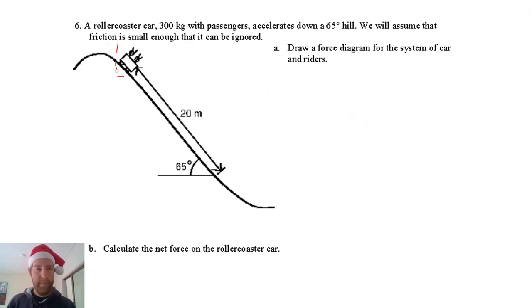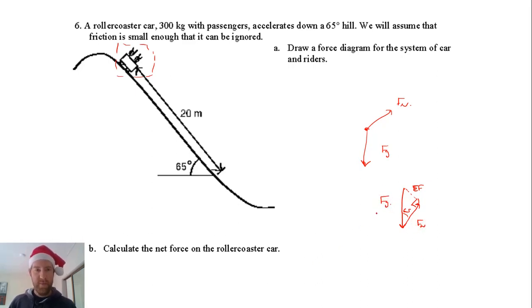So here's my system. We only have force of gravity on the car and a normal force. And when I put those together, overall force is this way, total force, which is at 90 degrees, that's a 65. This is my normal force, and this is my force of gravity.